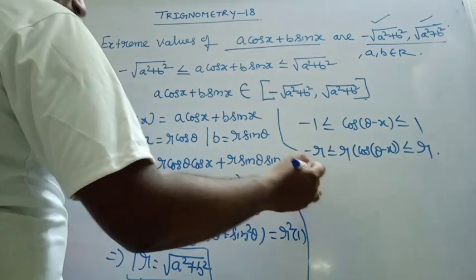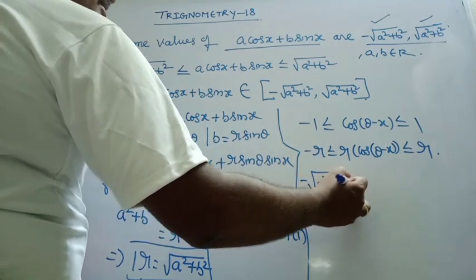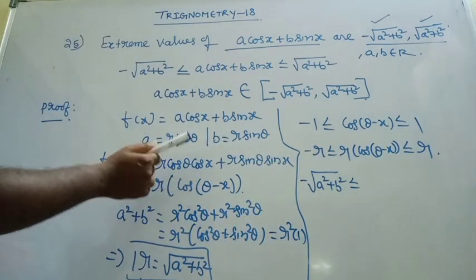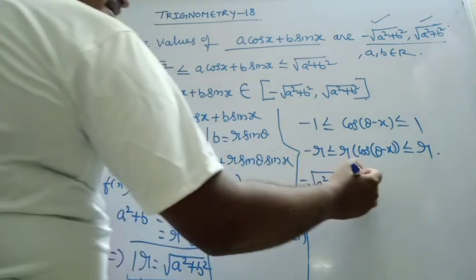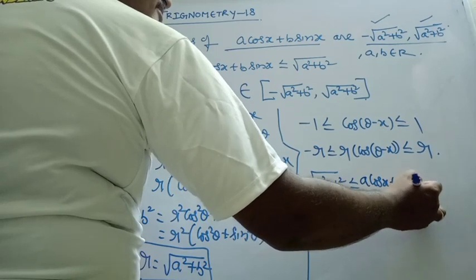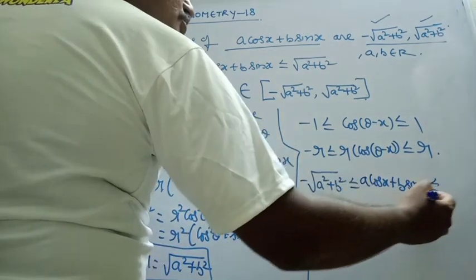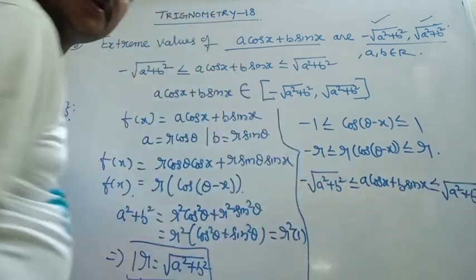Minus root over a square plus b square is lesser than or equal to r cos theta minus x. This is nothing but a cos x plus b sin x, our function, right? So a cos x plus b sin x is lesser than or equal to root over a square plus b square, we have got like this.